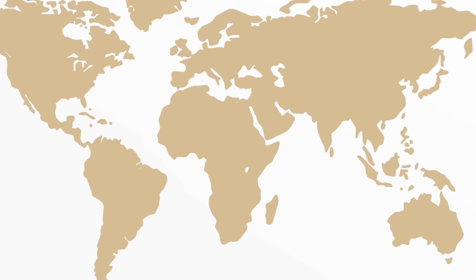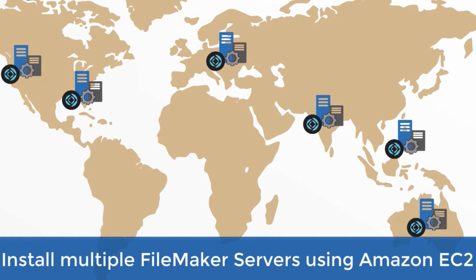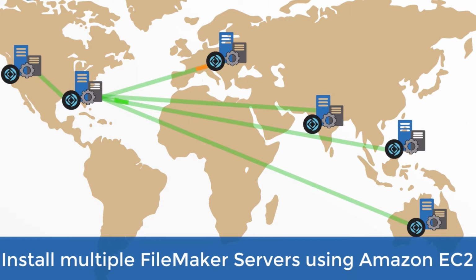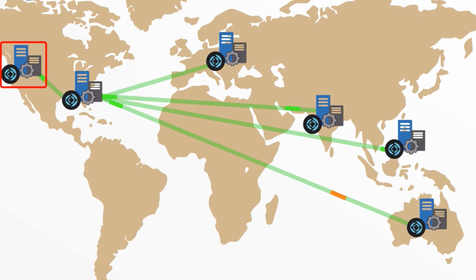So the idea is to take a FileMaker server installation and actually replicate that across multiple EC2 servers across multiple Amazon regions, which is what we did. We actually set up servers in a US West region, US East region, in the EU, specifically in Ireland in that case. We also set up servers in Mumbai, India, and Australia. And of course, we could have extended to many other regions like Japan as well.